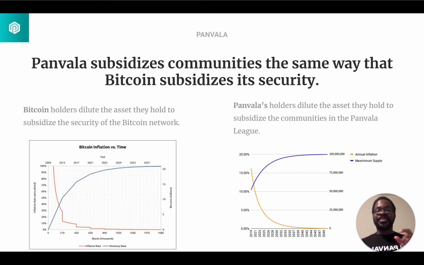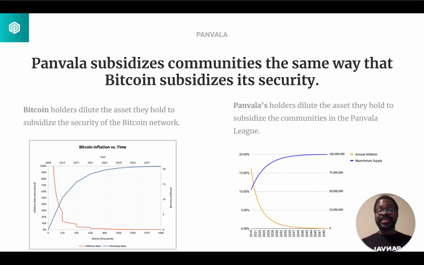What you're doing when you buy Bitcoins is you're opting into a system that has promised to dilute your holdings. They create more Bitcoins over time to the maximum of 21 million, and they use those new Bitcoins to fund the security of the network. When you hold Bitcoins, you're kind of a philanthropist that's funding the operations of the network by diluting your own holdings, and that's great, it works. With Panvala, what we do is generalize that concept. We see it as not tied to Bitcoin or tied to blockchains in general.